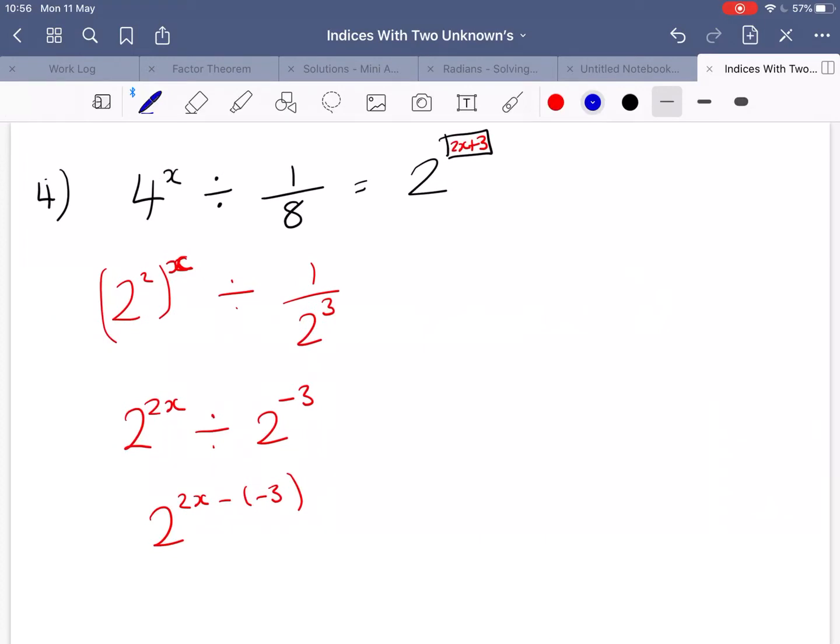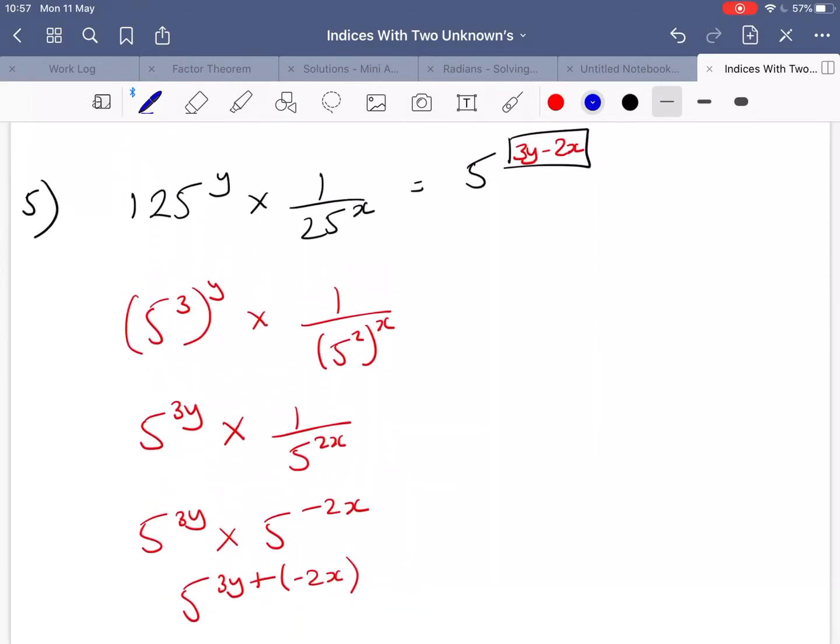Okay, penultimate one. 4 to the power x is 2 squared to the power of x, which is 2 to the power 2x. 1 over a is 1 over 2 cubed, which is 2 to the power of minus 3. So what do you do with powers when you divide? You take them away. But if you're taking away a negative number, it's the same as adding. So you end up with 2 to the power of 2x plus 3.